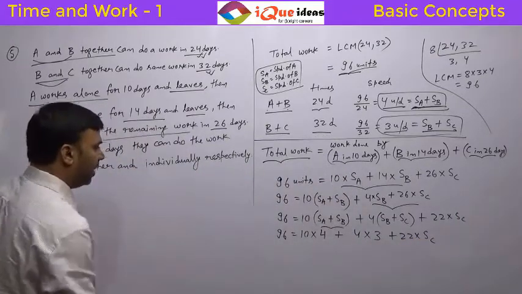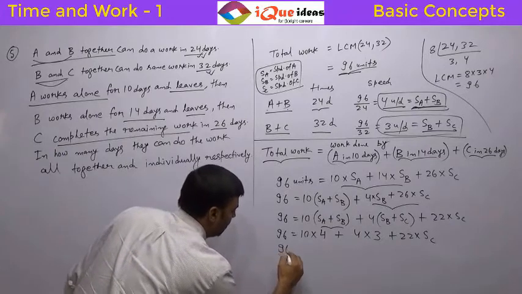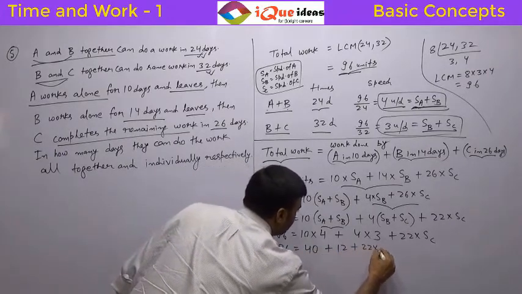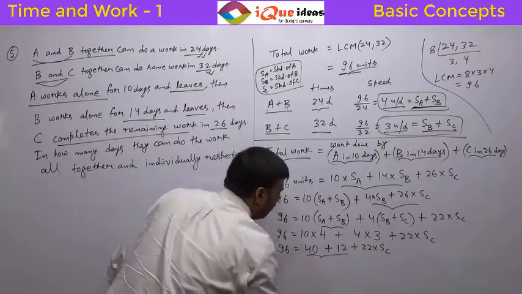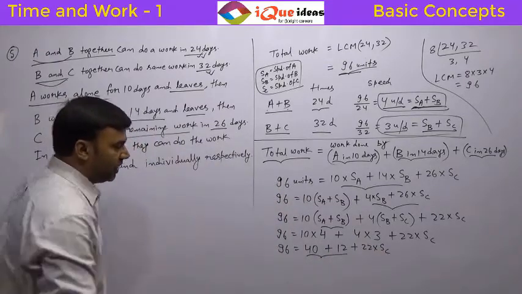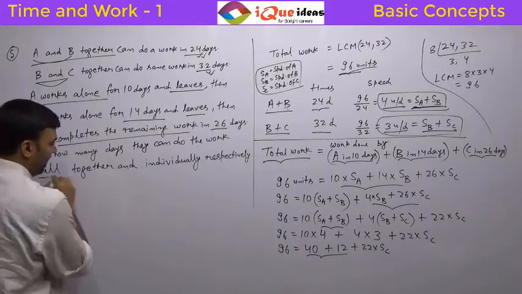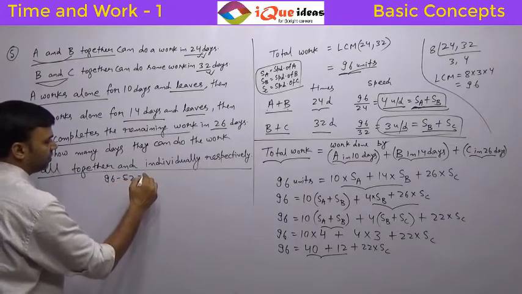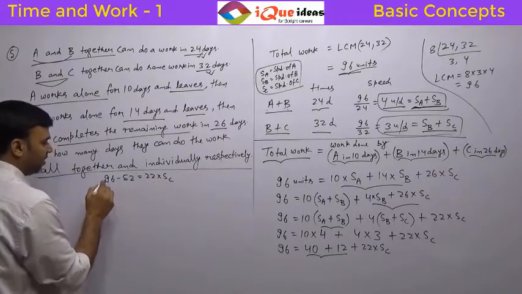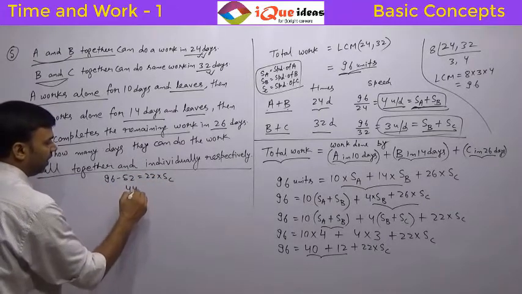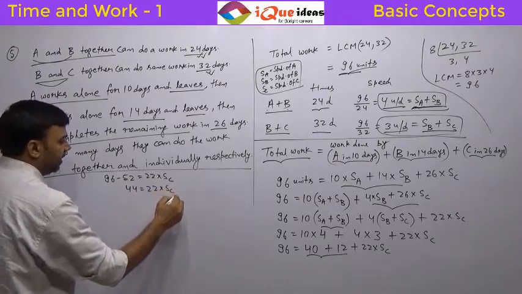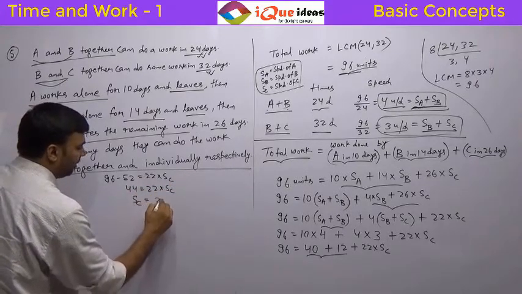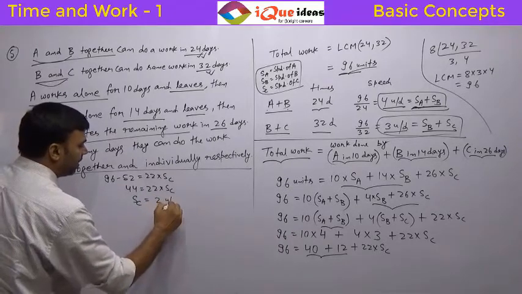So I'll write here now, 96 is equal to 10 into 4 is 40, plus 4 into 3 is 12, plus 22 times SC. Now 40 plus 12 is 52. 96 minus 52, so we have 96 minus 52 equal to 22 times speed of C. Now 96 minus 52 is 44, equal to 22 times SC. So that means speed of C is equal to 44 by 22, that is 2 units per day.